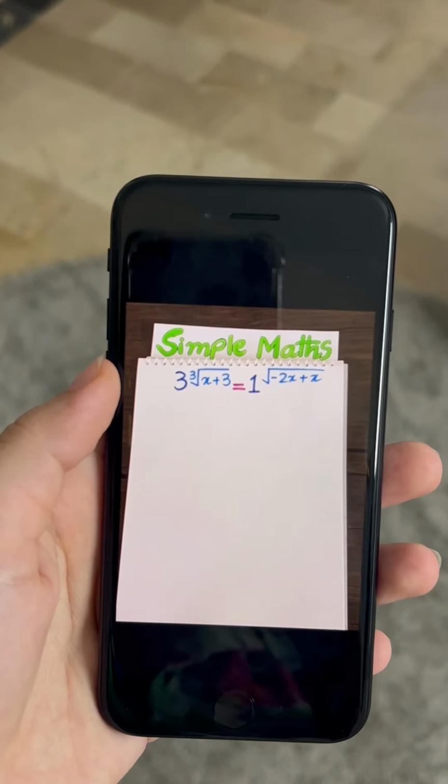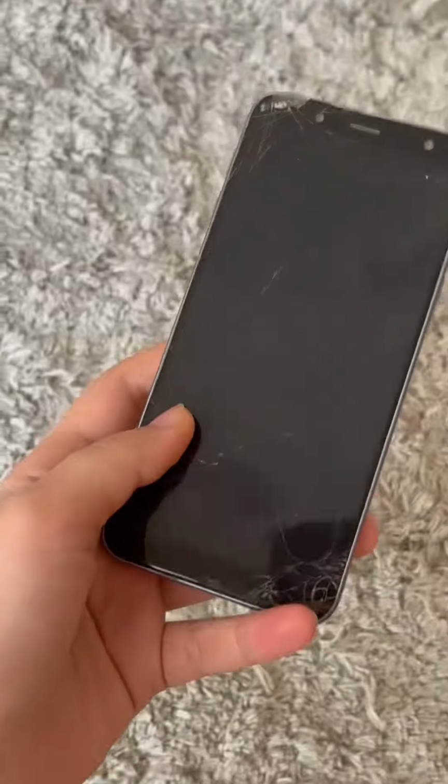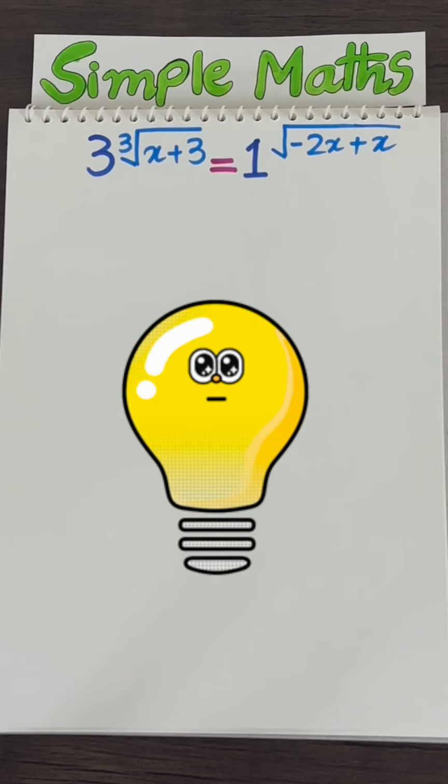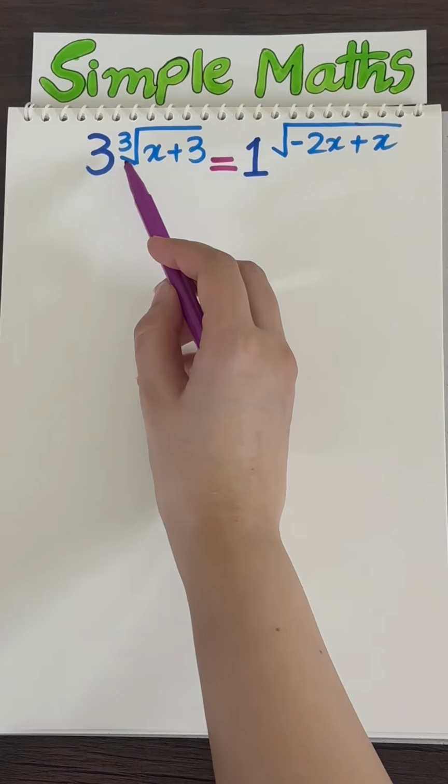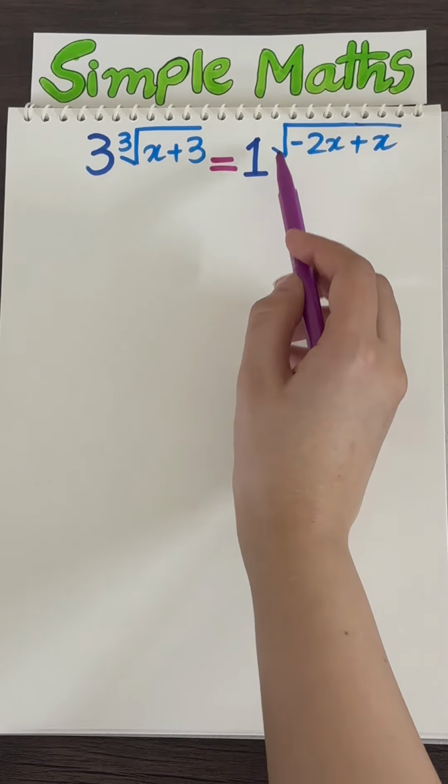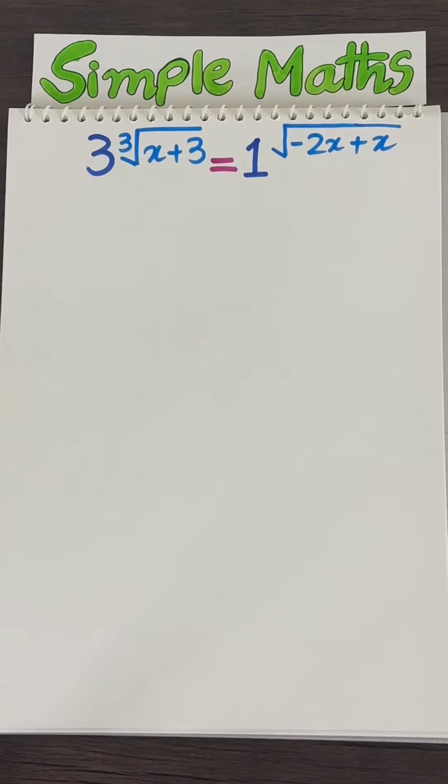It seems so tough it made me throw my phone on the floor and it broke, but oh wait, there is actually a simple trick to solve it. We're given 3 to the power of the cube root of x plus 3 equals 1 to the power of the square root of negative 2x plus x.